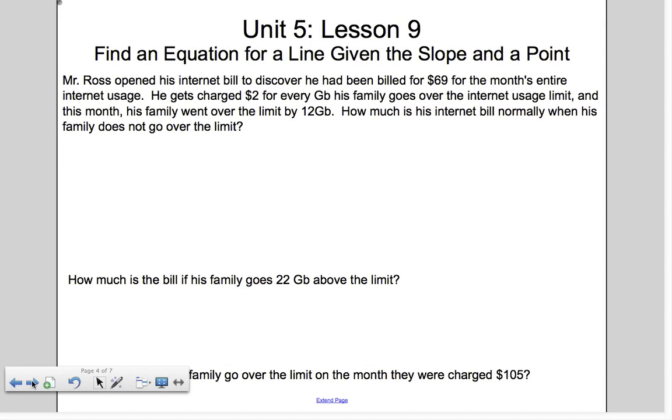So does everybody know the answer? I know the question now. Is it 12 gigabytes for the $69? Yeah, it's all part of this. This whole bill was $69. Now part of that was because you got charged for going over by 12 gigabytes. I got it. Can I say? Sure, what's the answer? His regular bill is $45. $45? Yeah. So we'll put that up here. That's what I thought.